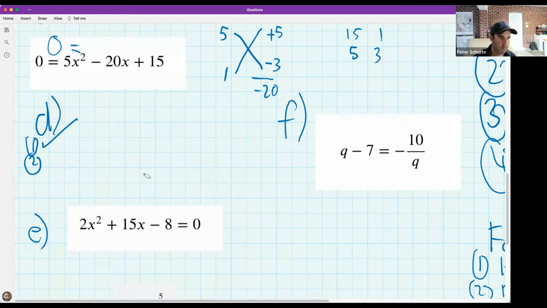Let me just get rid of all this. I'm getting quite good at moving all my little bits and pieces around.